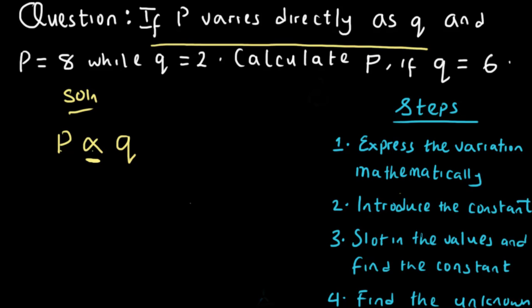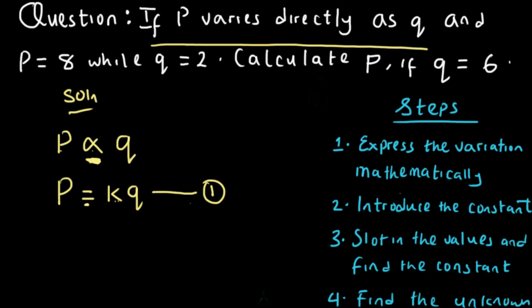Let's go to step 2. Introduce the constant. To introduce the constant, we are going to turn this variation symbol to the equals to symbol. So we'll be having P equals KQ. Can you see? As soon as you turn the variation symbol to equals to symbol, you have to introduce the constant. In this case, K is the constant. Any letter can be the constant. It can be C, it can be B. But in this case, I'm choosing to use K. Does that make sense? Now, before we go to step 3, I would like to name this equation 1.